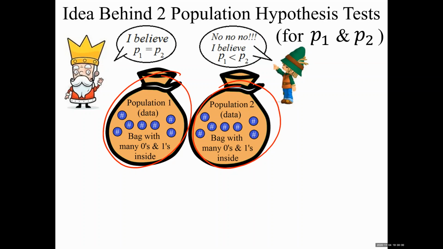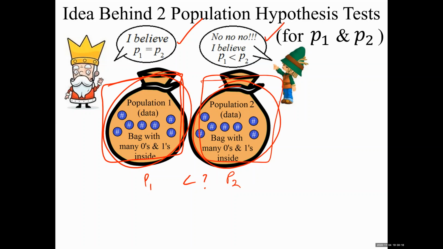So again, if we could calculate P1, so if we had all this data and we calculated P1, and then if we had all this data and we calculated P2, then we could know right away who's right. Are they equal? If they are, we believe the king. Otherwise, is P1 less than P2? If it is, then we believe the peasant. But if we could calculate this, if we had this huge amount of data and we could calculate these percentages, then you wouldn't need a stats class. The whole point of a stats class is we can't calculate these numbers, so how do we decide who to believe when you can't calculate them?